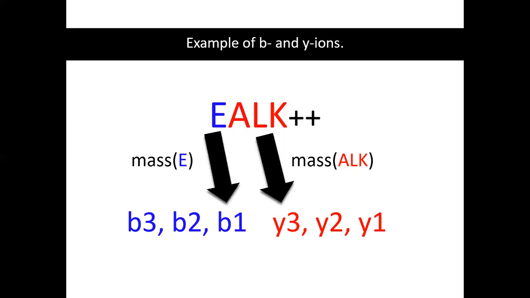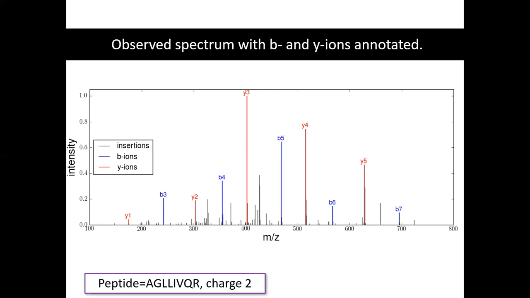If we look back at our earlier observed spectrum example, the following illustrates the B and Y ions of the generating peptide.